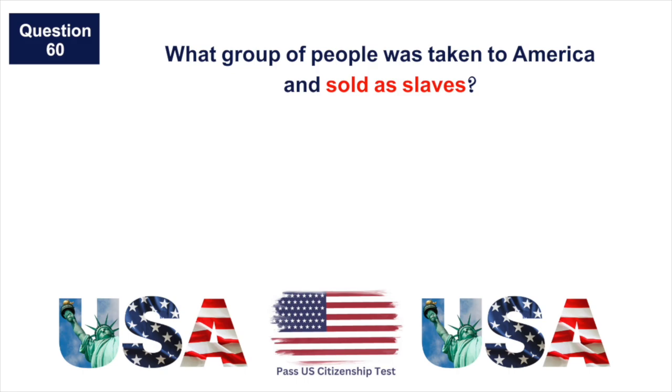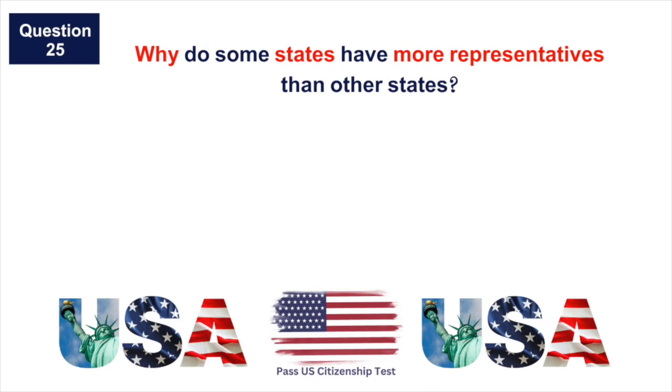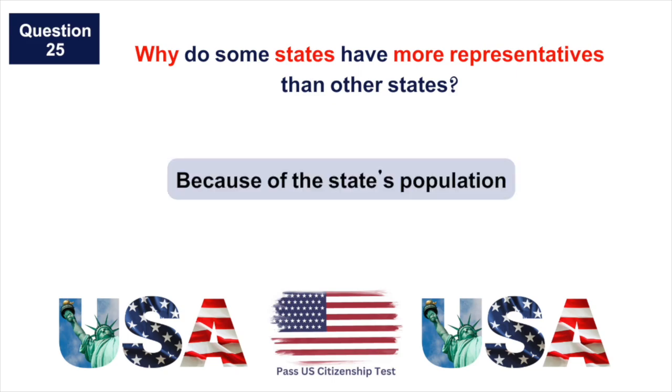What group of people was taken to America and sold as slaves? Africans. Why do some states have more representatives than other states? Because of the state's population.